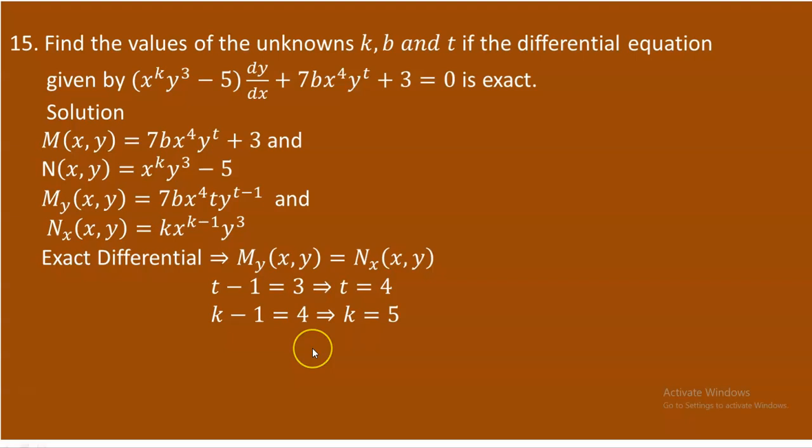Now what is the unknown left over? The only unknown left is b. So 7bt is equal to k. We know what k and t are, so put the values here. In place of t, have 4, and in place of k, take 5. So 7 times 4 is 28, and b equals 5 over 28. So the value of b is now determined. Everything is determined, and in such a way, we can determine the unknowns.